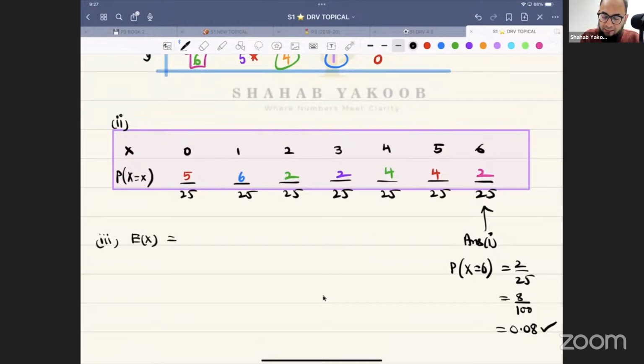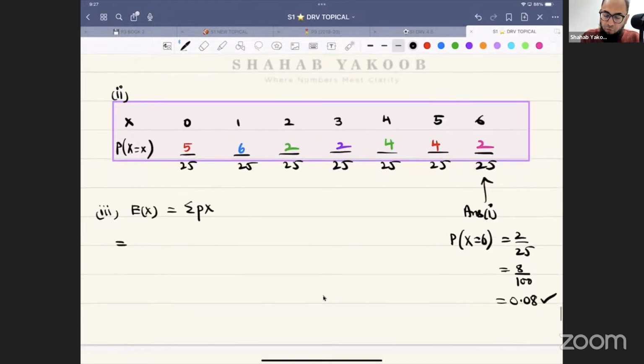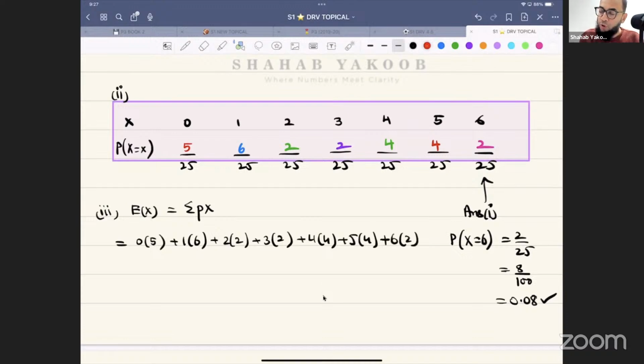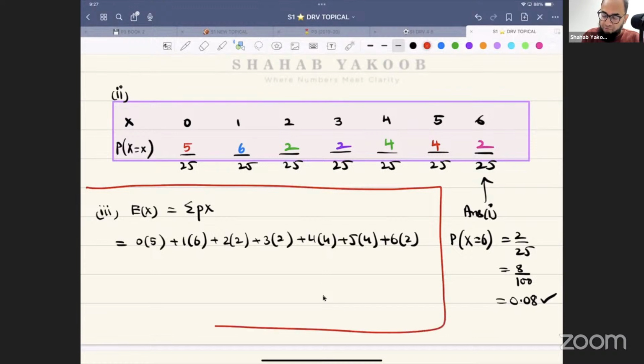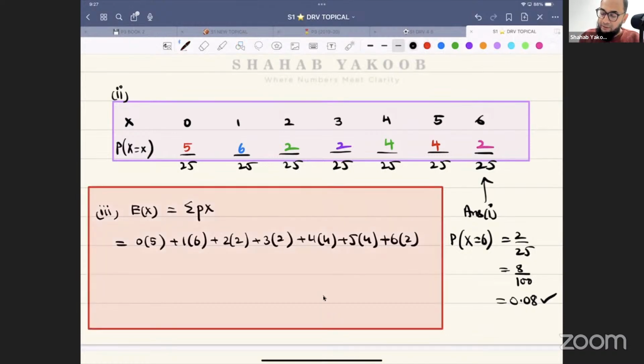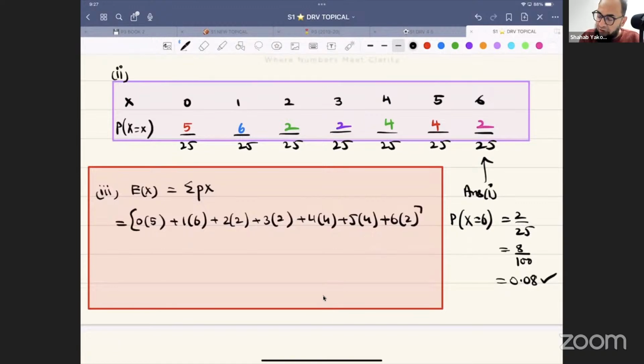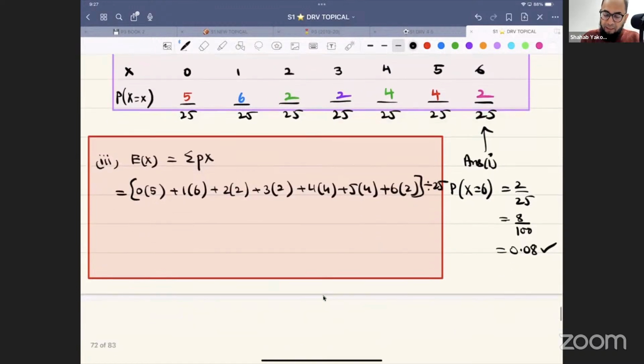Expectation of x, that is sigma px. So therefore, this is 0 into 5, 1 into 6, 2 into 2, 3 into 2, and 4 into 4, and 5 into 4, and 6 into 2. So let me just draw a box around it so that this looks separate from the rest. Okay, so now the whole thing divided by 25. So this is 6 plus 4 plus 6 plus 16 plus 20 plus 12 divided by 25.